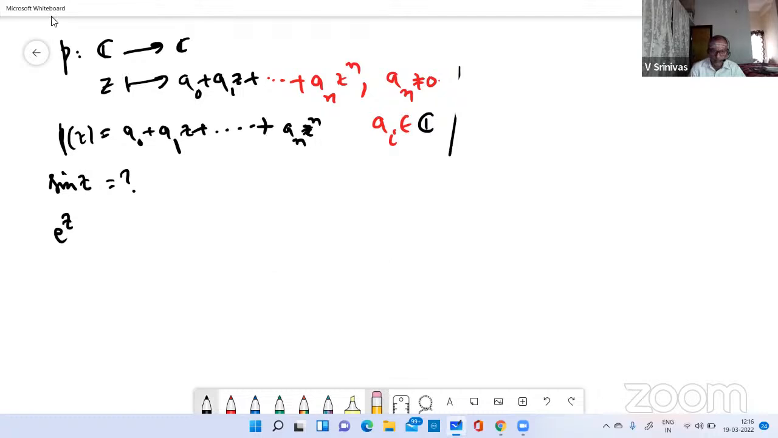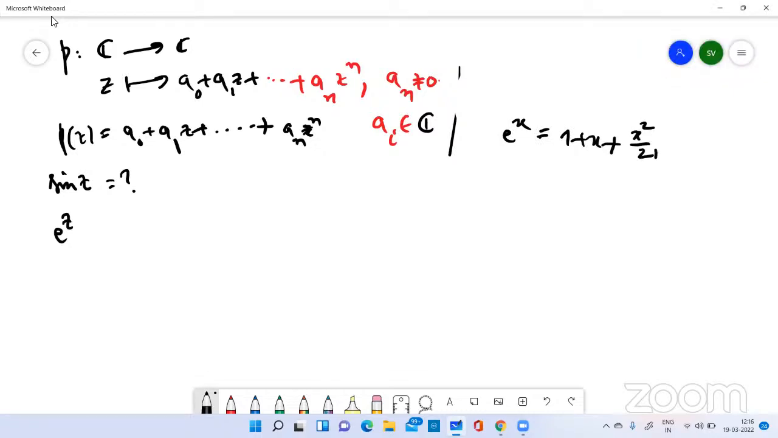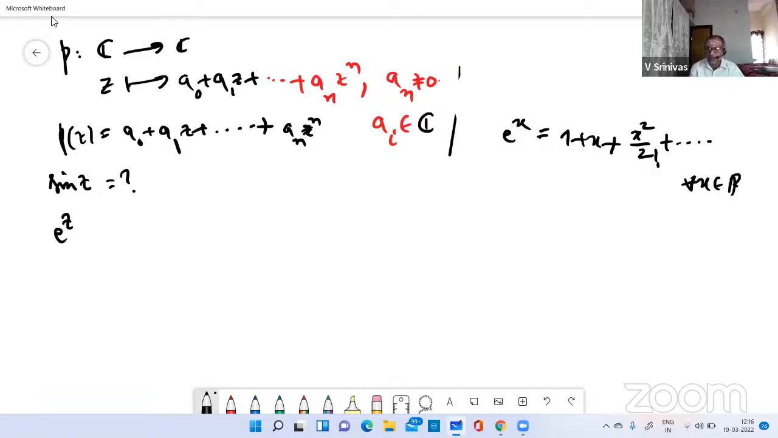Okay, 1 minute. I want to talk about e power x. How do you define the e power x function? It is 1 plus x plus x square by 2 plus and so on. You can define this. This is a series and it converges. This is a Maclaurin series, it converges for every x. And the value of this series, the limit of this series, is defined to be e power x. This is the exponential function.